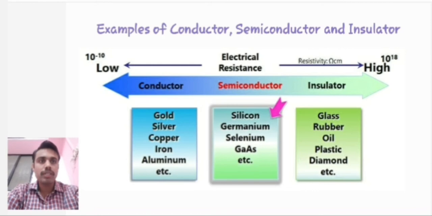And in the middle, for semiconductors, the electrical resistance is intermediate between conductors and insulators, and the examples are silicon, germanium, selenium, and the last one is gallium arsenide. It is actually an alloy made up of gallium and arsenic.